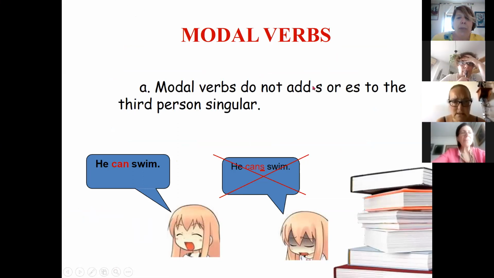A modal verb does not add s or es in the third person singular. So can swim is always he can swim. It is completely different from all the other verbs, but very similar to the way we use the verb to be. It is a story completely apart from the other, let's call them normal, verbs.